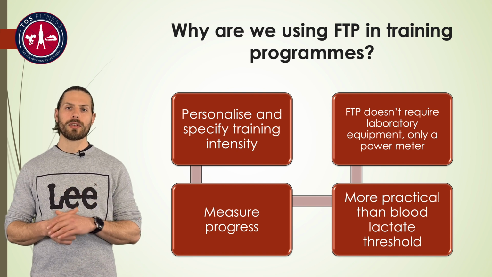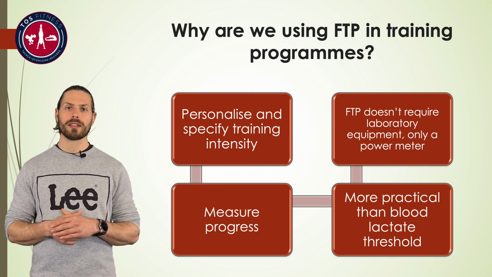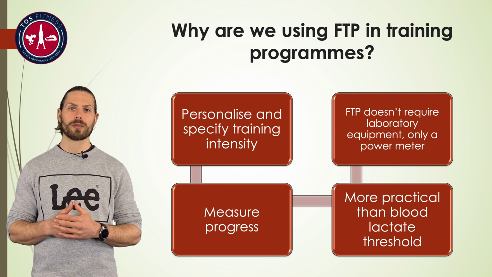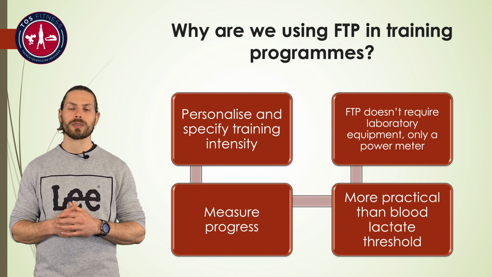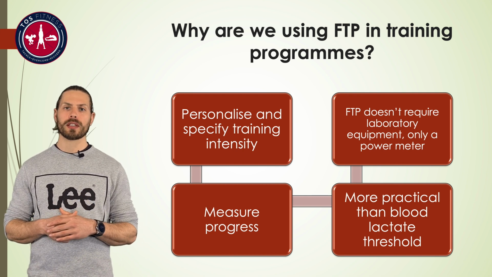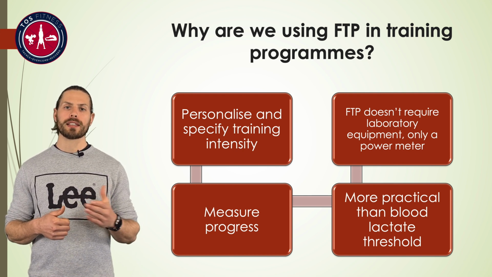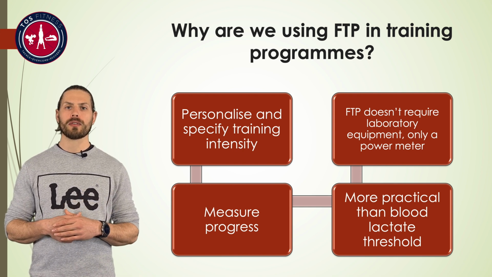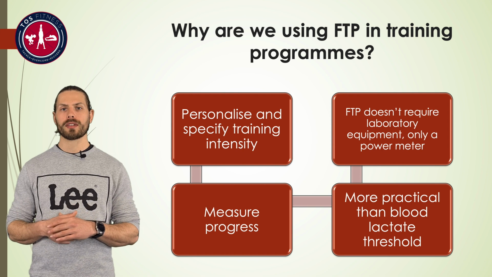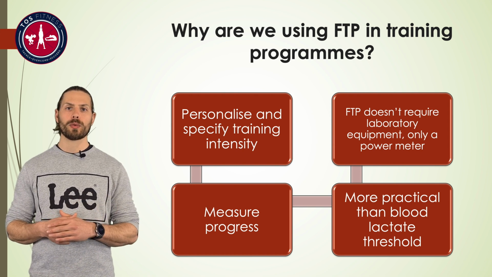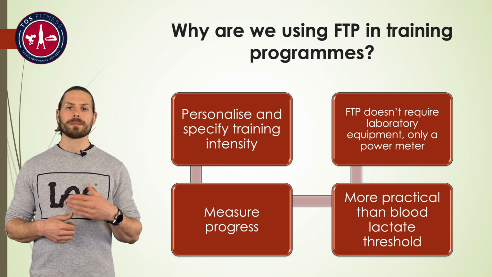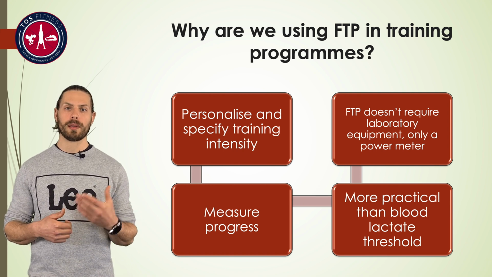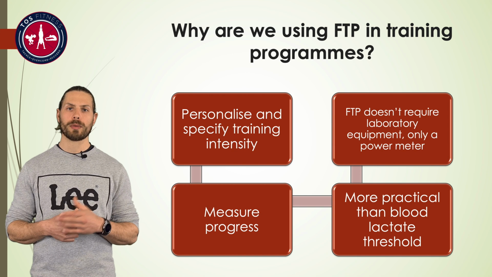With FTP we can also easily measure progress, so over time ideally you would see improvement in your performance based on your FTP values. Before FTP became the gold standard for measuring progress, the lactate threshold was the go-to method, but because that requires a laboratory environment where you have to take a blood sample from a person every few minutes and then analyze that, that makes it quite impractical, and this is why FTP took over and became now the number 1 method to measure progress.